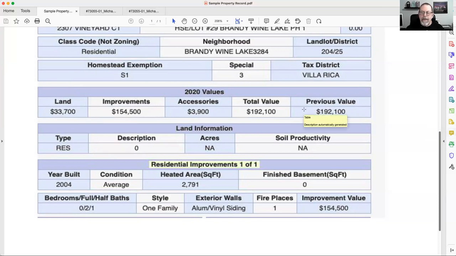Yeah, so let me just do the math, make sure I'm with you. So 33,700 divided by 192,100. Yep, 17.5. Okay. Got it. Perfect. So then take your purchase price for the property, let's say it's 300 grand, times 17.5% or 0.175. And that will give you the land value of your property.